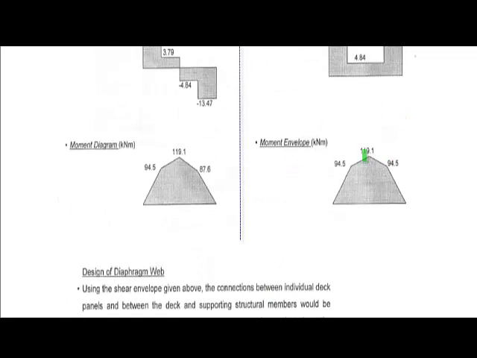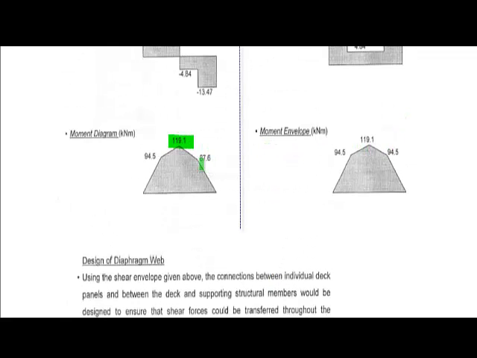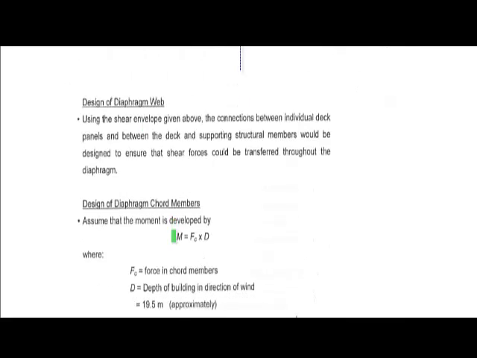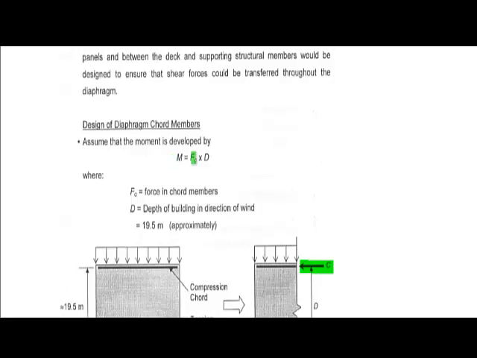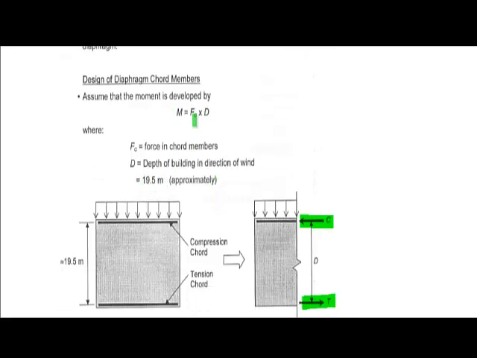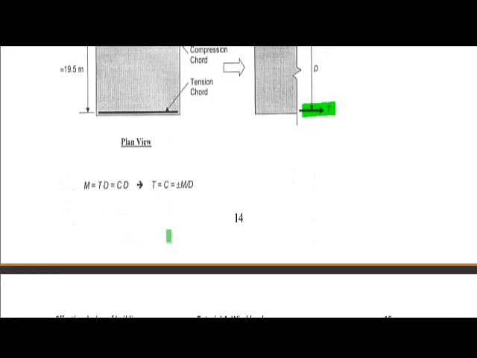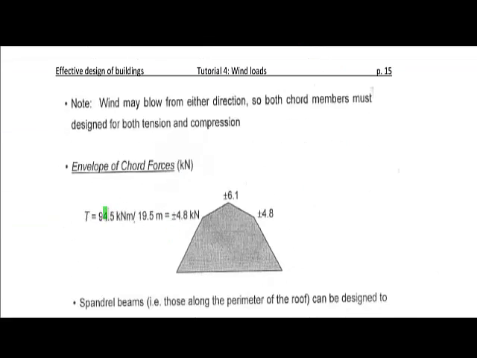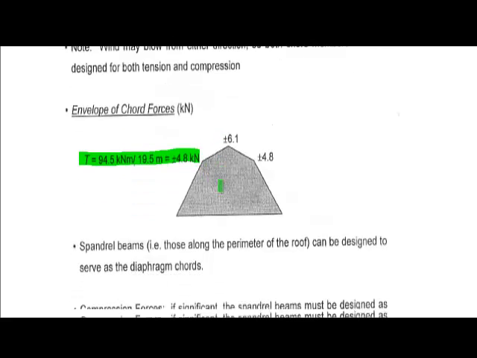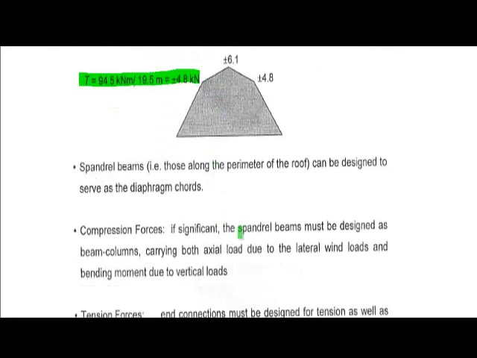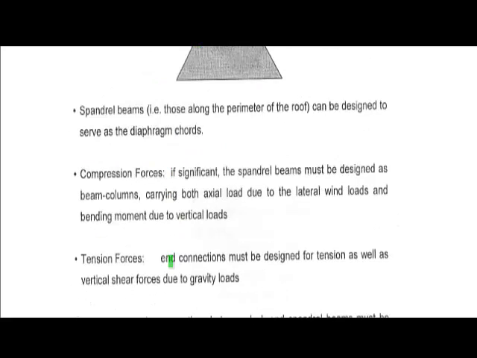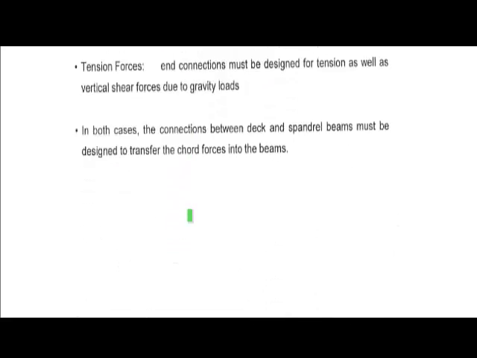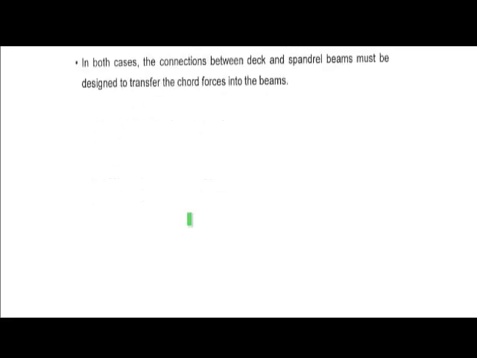From this moment diagram, so we've determined these moments here, we can find the force in these chords just by using this simple equation: moment is equal to force times the depth of the building. And so you can use that and find these forces. So that's what they're doing here. So for example, here is the tension forces. You would also consider compression forces as well. Okay, so you can read the details here, but that's how we would find the loading on our diaphragm.